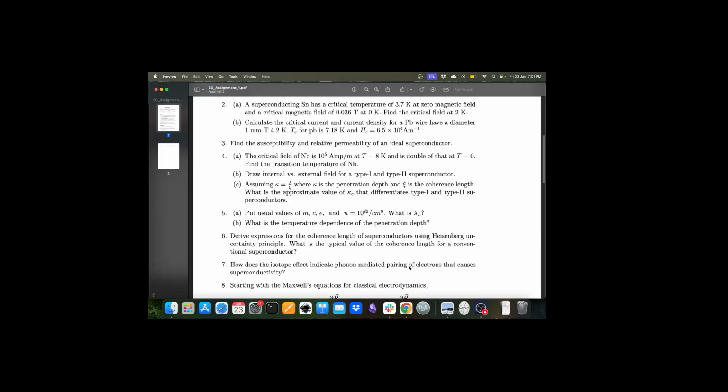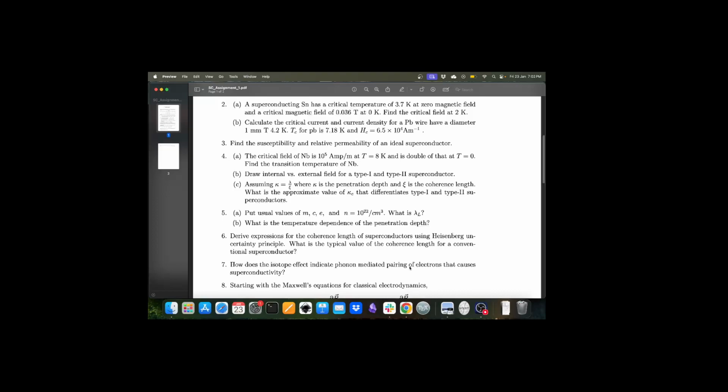So you have a critical magnetic field Hc0 equal to 0.036 at T equal to 0. So these are the two given, and find the critical field at 2 Kelvin. So we need to find Hc at T equal to 2, equal to what?